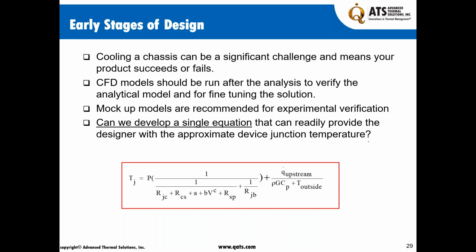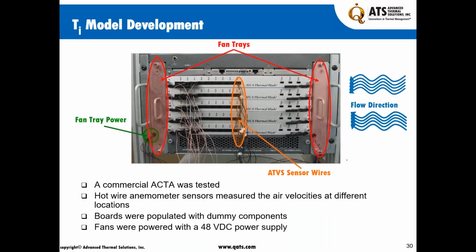problem is complex. Can we develop a single equation that can readily provide the designer with an approximate device junction temperature? And what we're shooting for is something like this: we have all these parameters that impact it, and we can come up with the junction temperature of the critical devices that sit in the system.